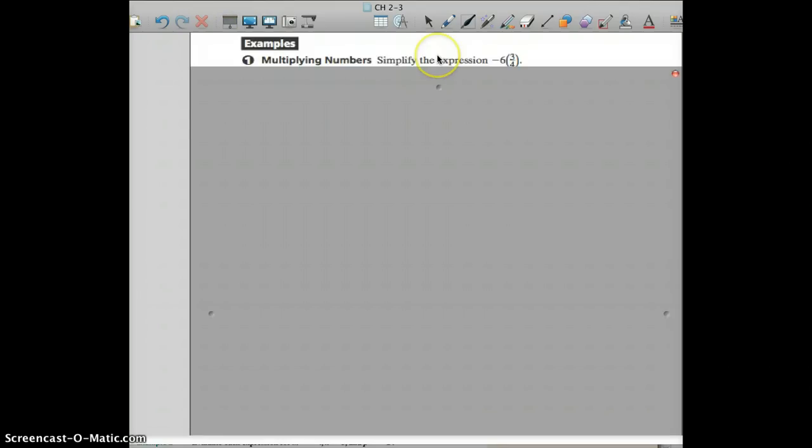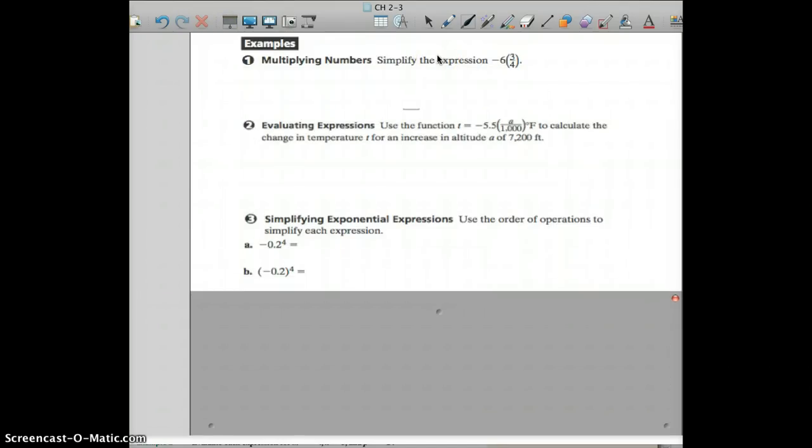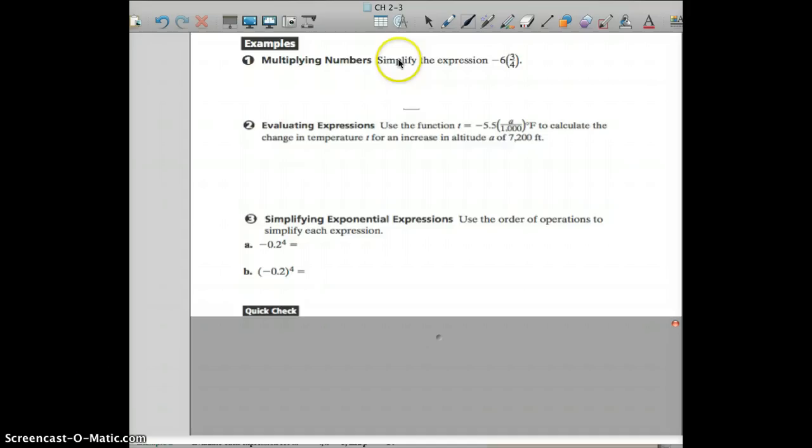So we have the first example here, which is multiplying an expression. We have the expression -6 times the fraction 3 over 4. Now, we can look at this and we can say negative 6 is just really negative 6 over 1. And how do we multiply fractions? We multiply our numerators and we multiply our denominators. So we have negative 6 times 3, which leaves us with negative 18 over 1 times 4, which is 4.